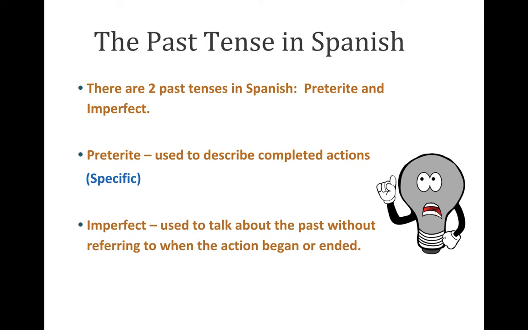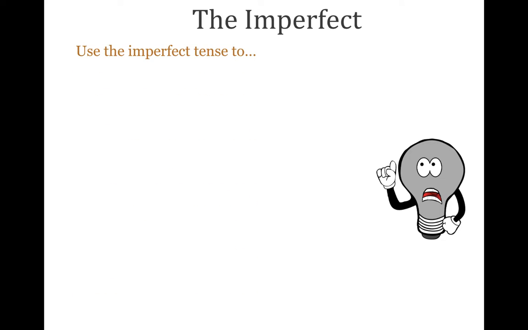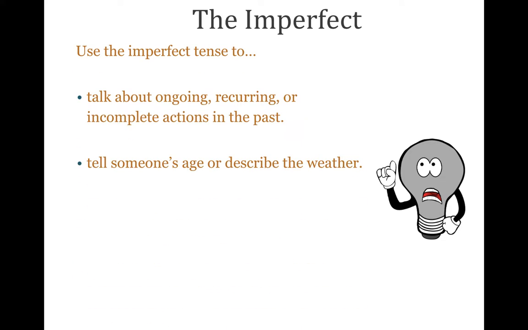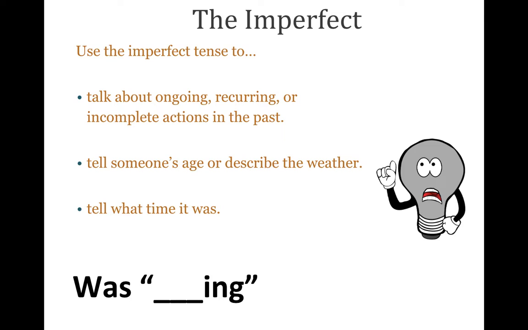The imperfect, on the other hand, is used to talk about the past without any reference to when the action began or ended. It's the more general way to speak about the past. Remember that you can use the imperfect tense to talk about ongoing, reoccurring, or incomplete actions in the past. It's also used to tell someone's age, describe weather, or tell the time.